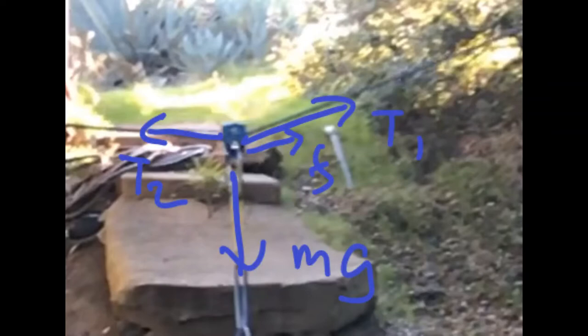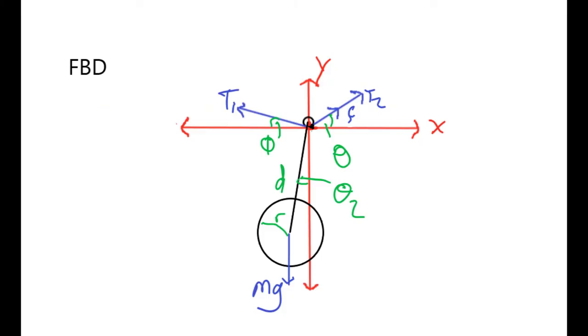You can see right here, this is basically the little piece that houses the zip lining. We're looking at this as a slider, so we're going to have two different tensions, the friction going against the direction, and then the mass pulling down. So here you can see everything a little bit better. We have the two different tensions. We're going to have the friction going in the opposite direction of you moving. We're going to have two different angles, and the angles are going to change over time as well.